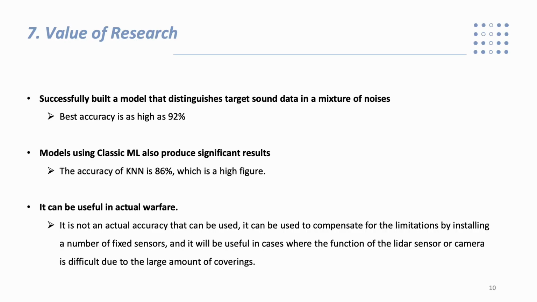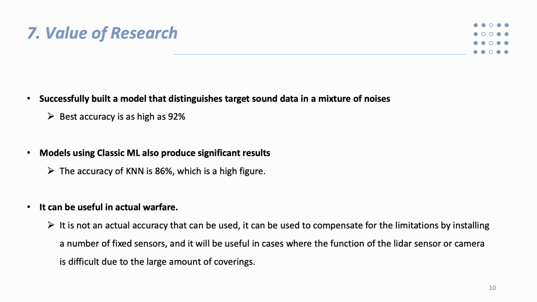Next, I will talk about the value of our project. We successfully built a model that distinguishes target sound data in a mixture of noises. The model trained through LSTM demonstrated an accuracy of approximately 92%. Surprisingly, traditional machine learning approaches also showed significant results. KNN achieved a similar level of accuracy with RNN, about 86%. This implies that models with relatively lower memory requirements can effectively address the problem.